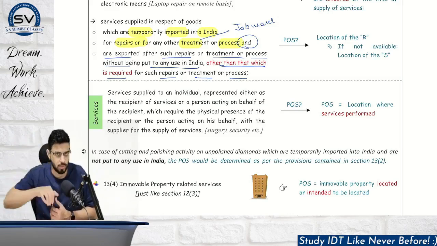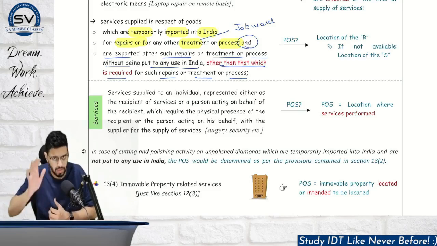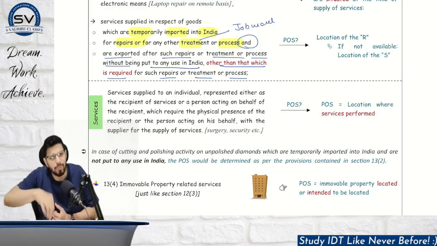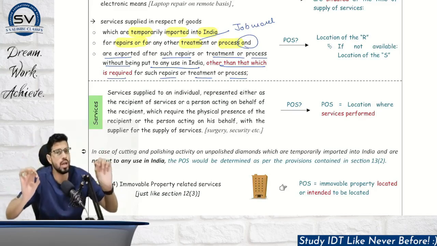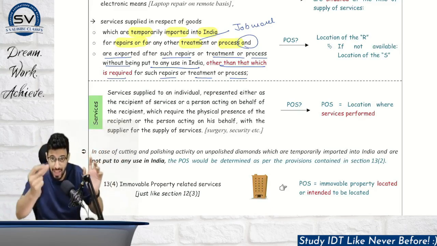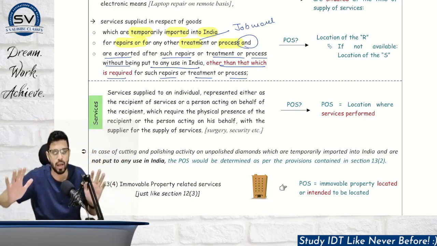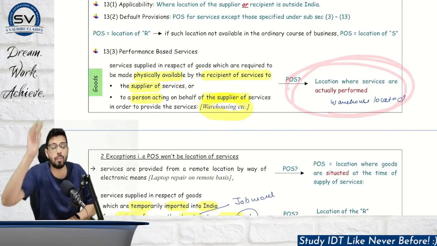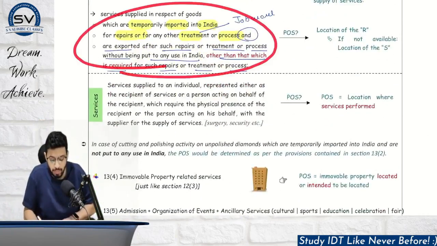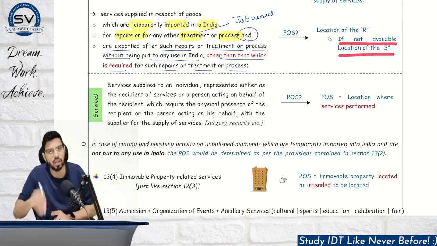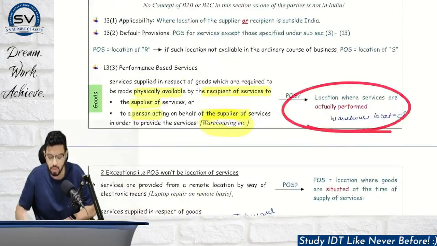I import the goods for the purpose of repair. I repair and perform the service of repair, and I export the goods post repair. I do not put the goods to use in India unless some use is required for the purpose of repair, let's say for the purpose of testing. So here the benefit isn't derived in India. No sir, the benefit will be derived outside India because as soon as the repair is done, the goods are being exported outside India. So if the general rule applies, that is the location where services are actually performed, the place of supply would have been India. But because the actual benefit is outside India, here it shall be the location of recipient, and if not available, then the location of supplier. So basically it is an exception to this particular rule.